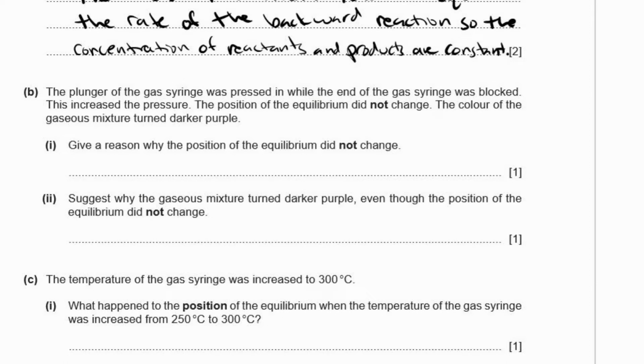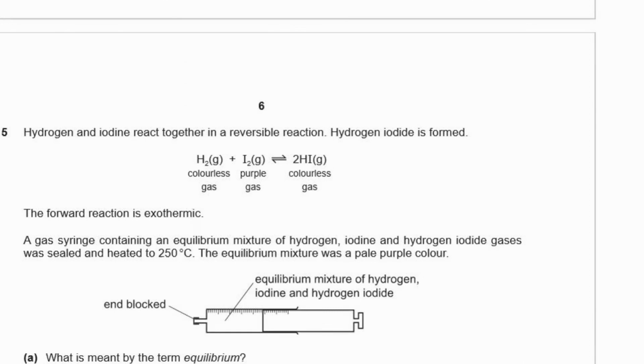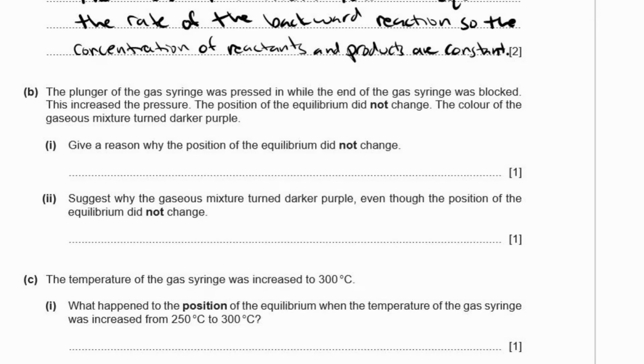B. The plunger of the gas syringe was pressed in while the end of the gas syringe was blocked. That means this increased the pressure. The position of the equilibrium did not change. The color of the gaseous mixture, though, turned darker purple. Give a reason why the position of the equilibrium did not change. That's because if you look at the equation, there's 1 mole of hydrogen gas plus 1 mole of iodine gas producing 2 moles of a colorless gas. So the number of moles on the left-hand side of the equation is the same as the number of moles on the right-hand side.